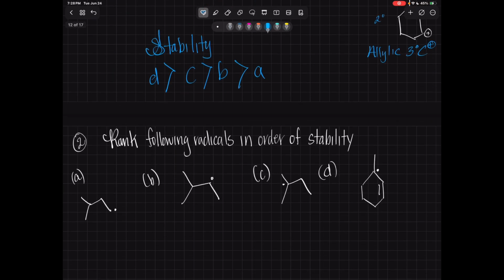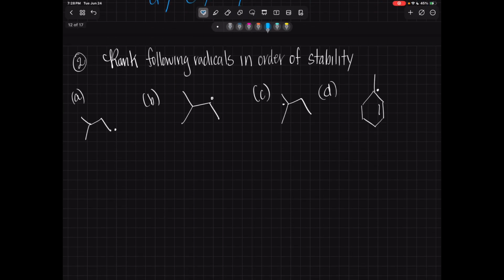Let's move on to the next one. The next one is rank the following radicals in order of stability. So let's do it the same way. We know that this carbon right here is where your radical is sitting. We don't see any double bonds or pairs of electrons. So let's move on and see how many carbons are connected to it. And we have 1. So this is a primary radical.